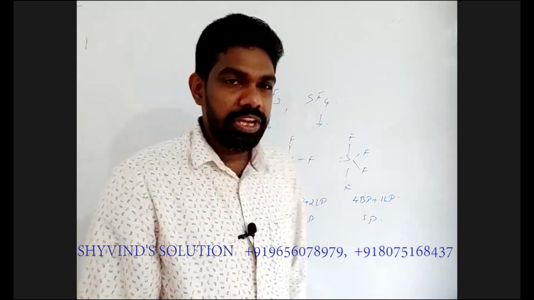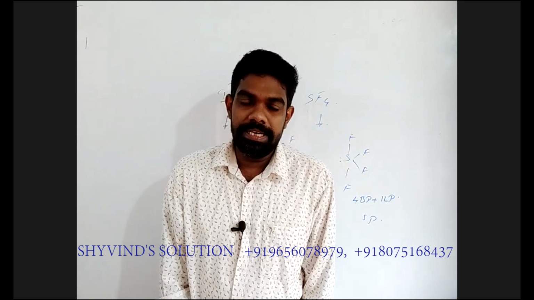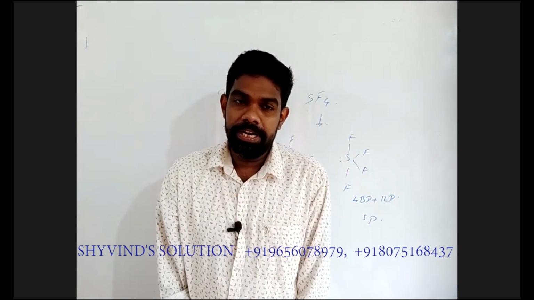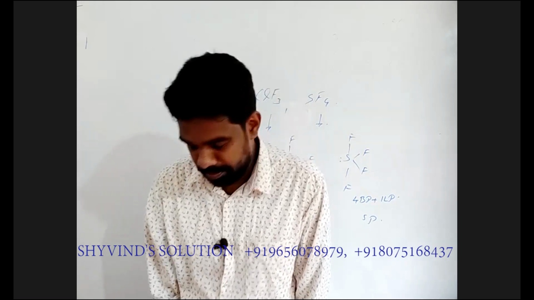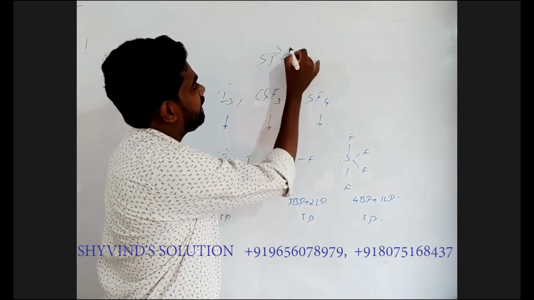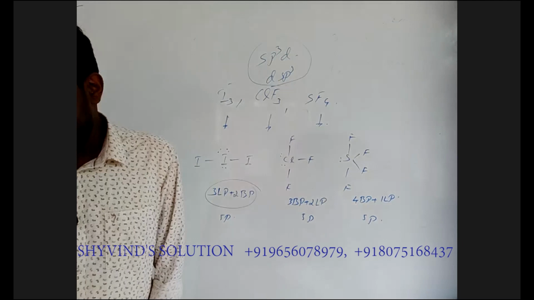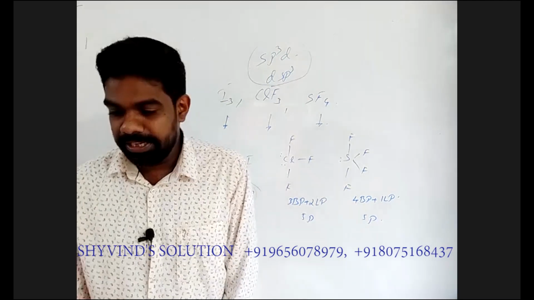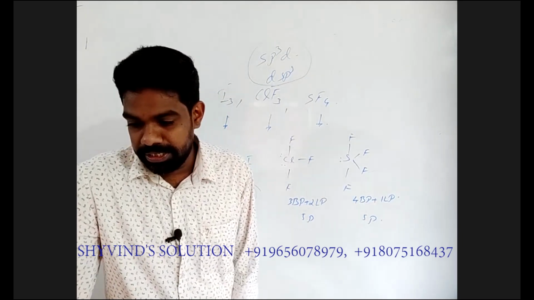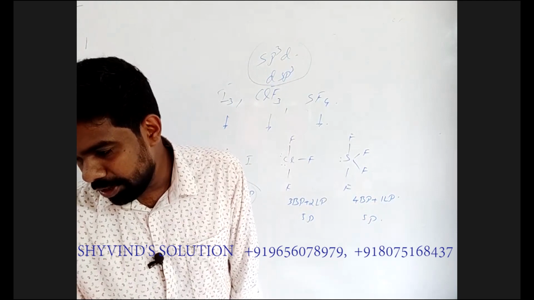If you want to get 5 pairs of electrons, what is the hybridization needed? There are only two possibilities: sp3d or dsp3. You can see here only sp3d is given. So all three molecules have the same hybridization: sp3d, sp3d, sp3d. So the answer is option C.